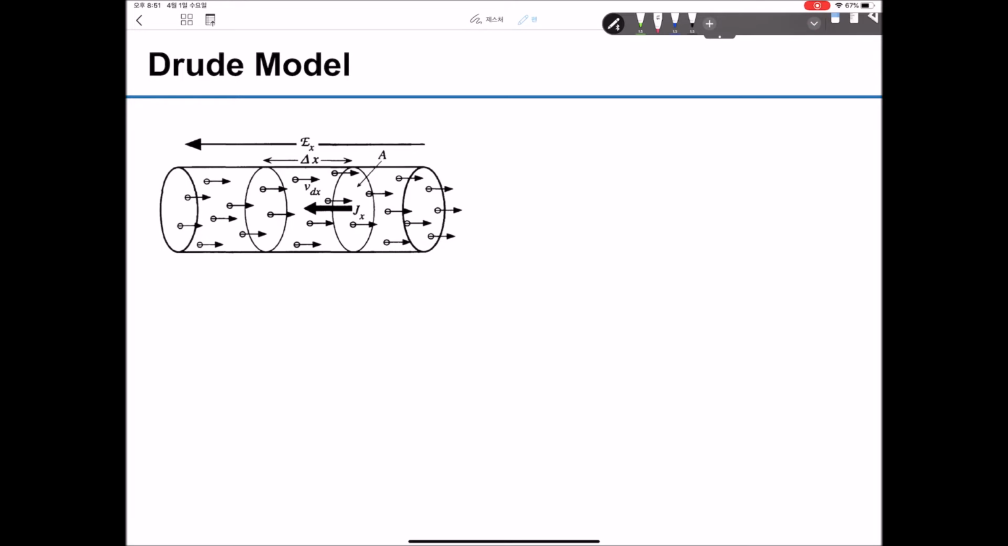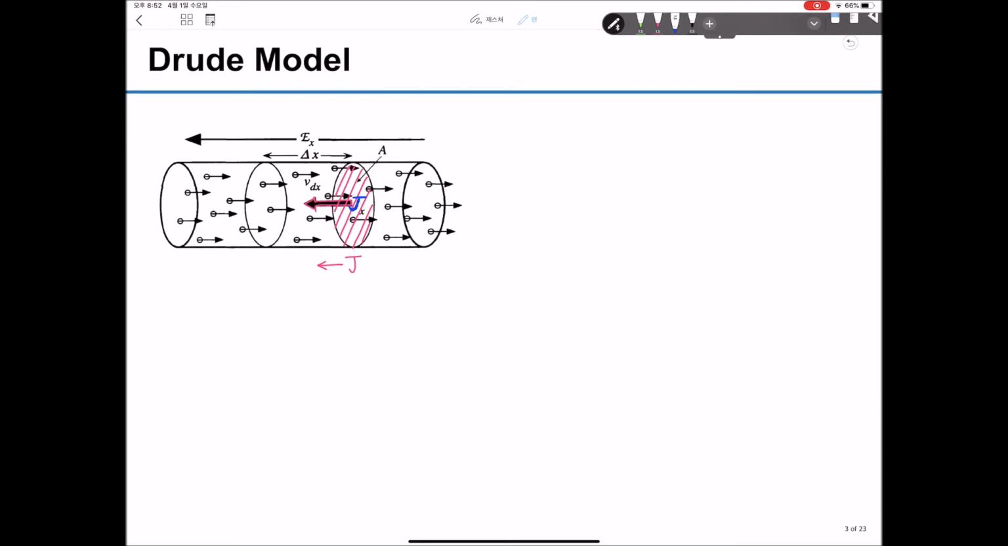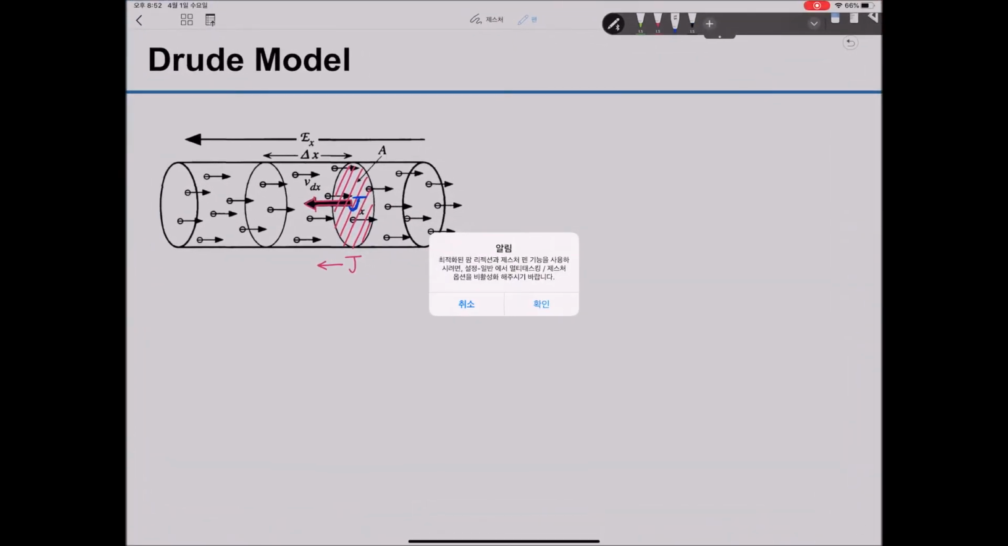So as I have mentioned, this current density, basically, if you want to find out about the density over this plane, let's consider this is J. It's right here, this arrow, and here is J, and this is the cross-sectional area of your model.